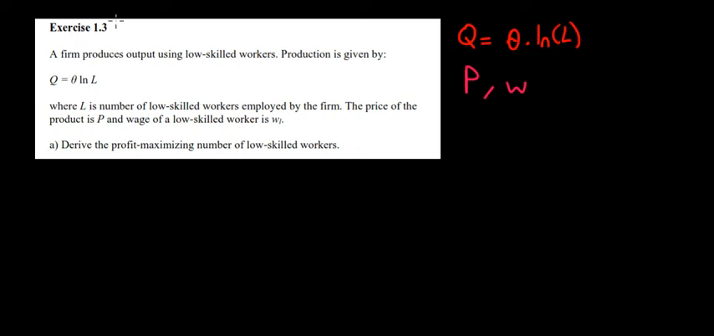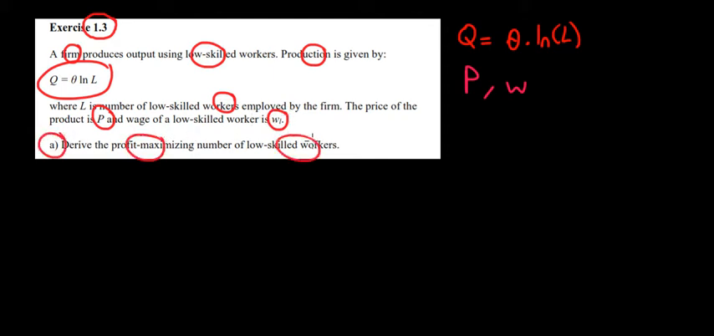Let's solve question 1.3 now. So we have a firm that produces output using low-skilled workers, and production is given by the following function. L is the number of low-skilled workers, and the price of the product is P, and the wage that we pay to the low-skilled worker is W. Now in part A, we want to derive the profit maximizing number of low-skilled workers.